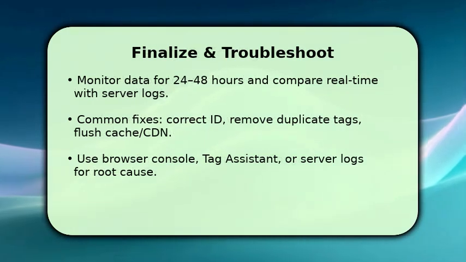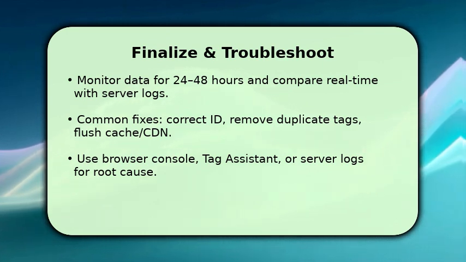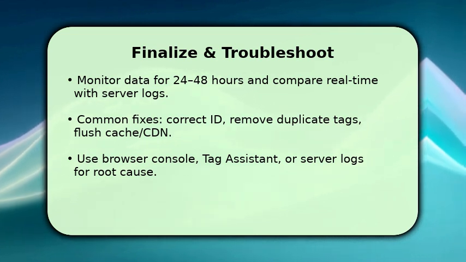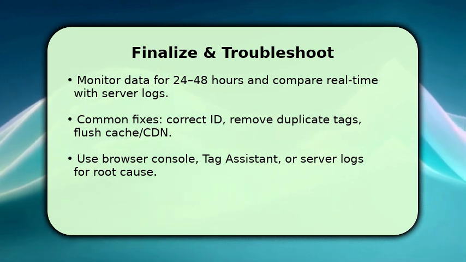Finish by observing reports for 24 to 48 hours to confirm stable, accurate data flow. If metrics look off, make targeted checks. Ensure a single GA tag exists, since duplicates cause inflated counts, verify the measurement ID, and clear any caching layers.